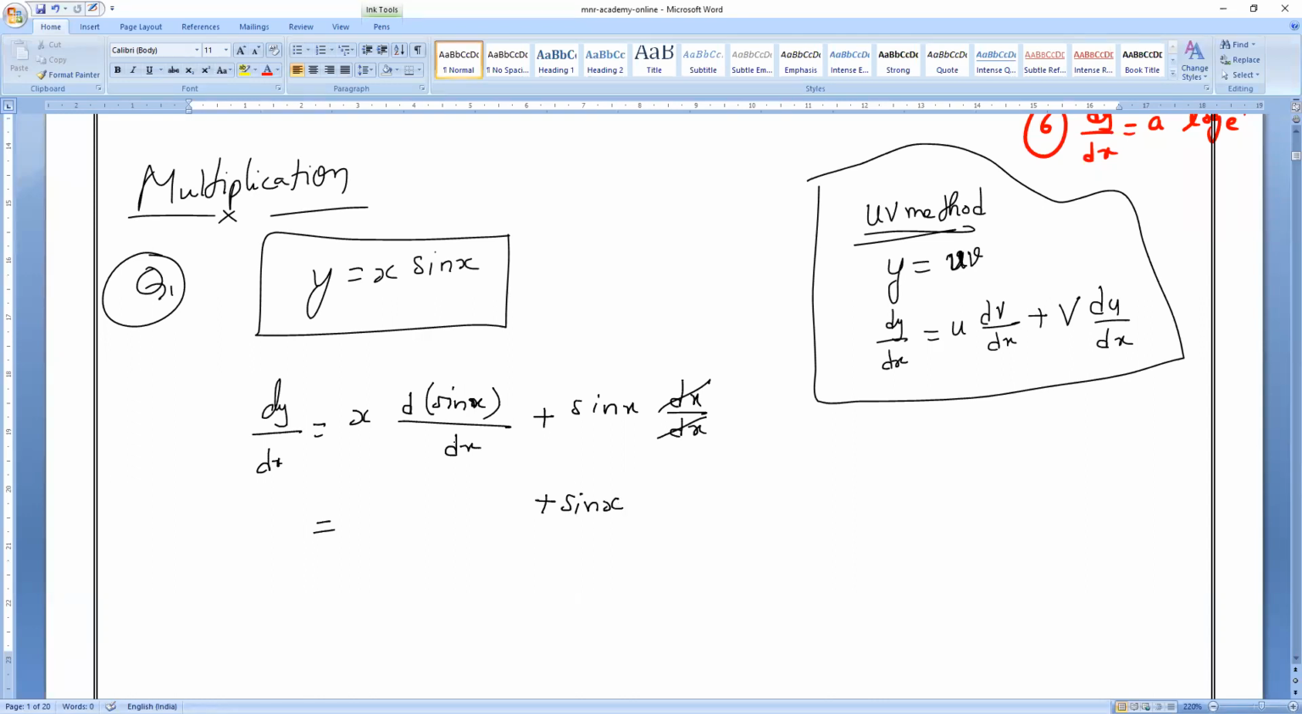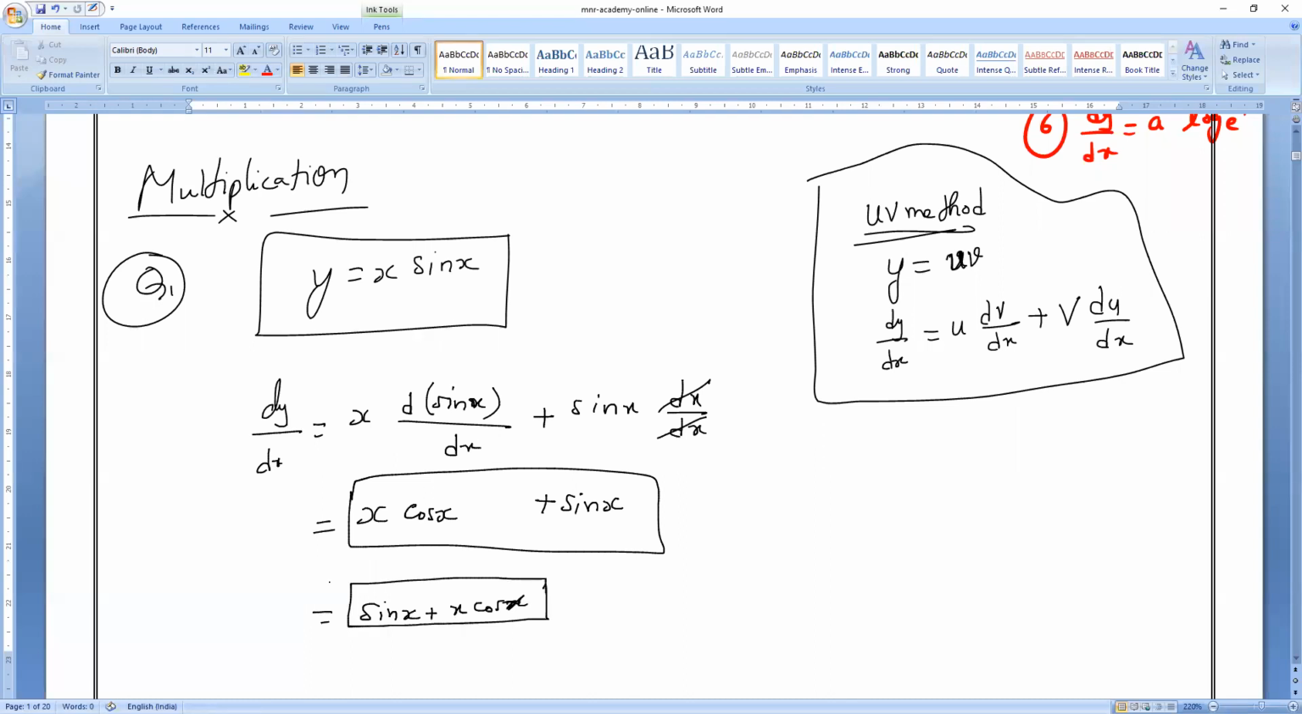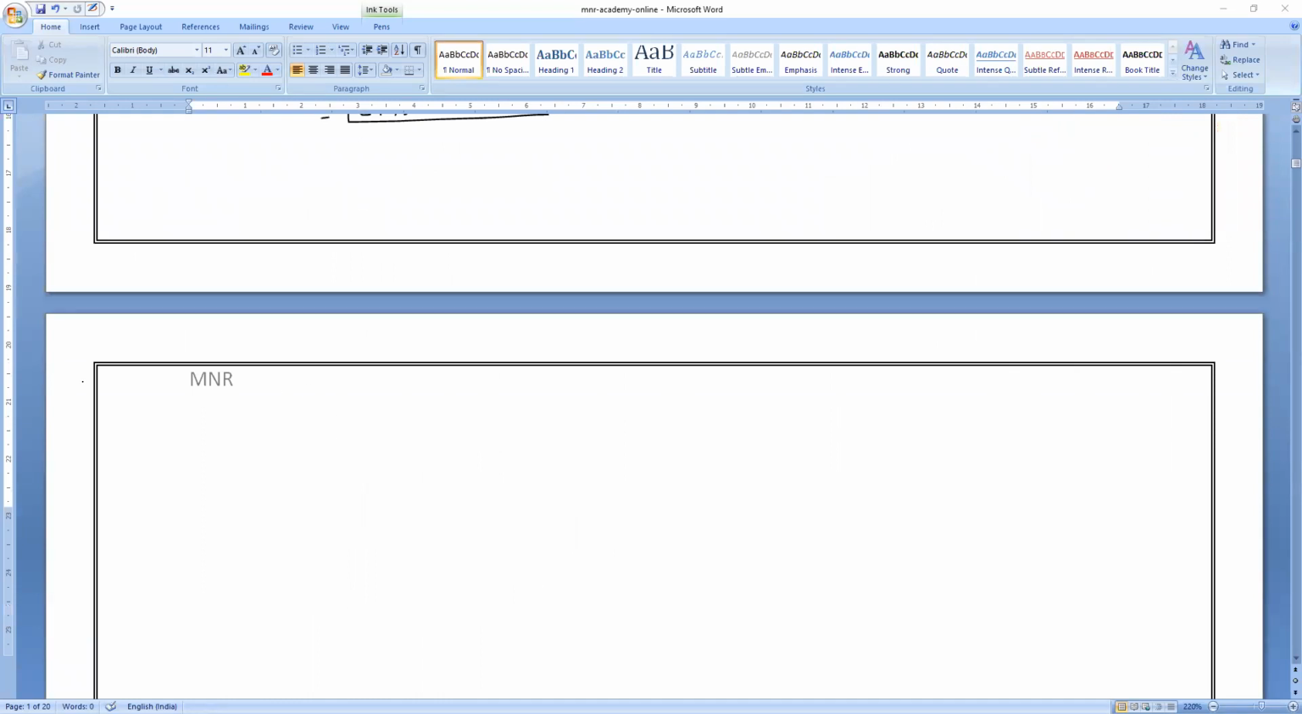Now this one, observe very carefully. x is x only. Differentiation of sin x is cos x. So the answer is sin x plus x cos x. Do it fast. Understood? Multiplication, okay. Next, question number 2. Any doubt anybody can ask?